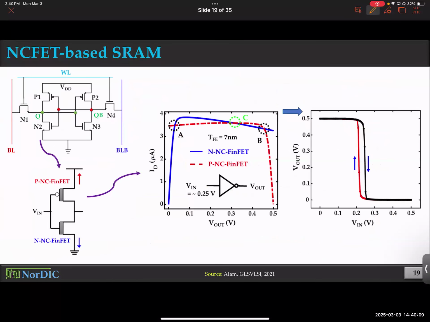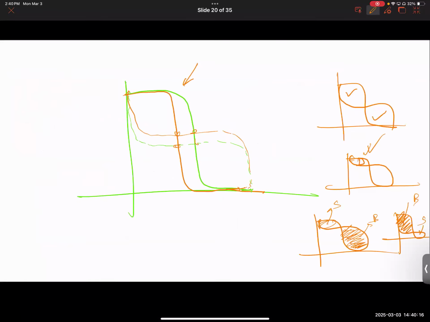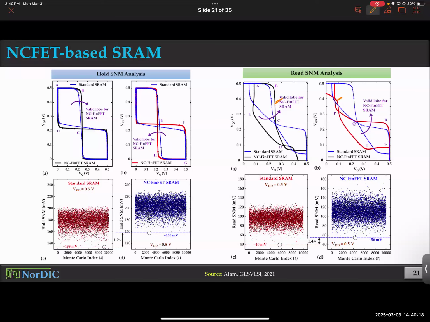All right, so getting back, you now understand why there are multiple Q points. What happens because of multiple Q points? You have hysteresis in VTC. And because of hysteresis in VTC, you have, this is standard SRAM. This is basically what you get during read. This is what you get during write. So one of the lobes becomes smaller and the other one becomes bigger. But for NCFET-based SRAM, you always use the bigger lobes here and there. And that gives you tremendous advantage in SNM. Your SNMs will always be bigger.